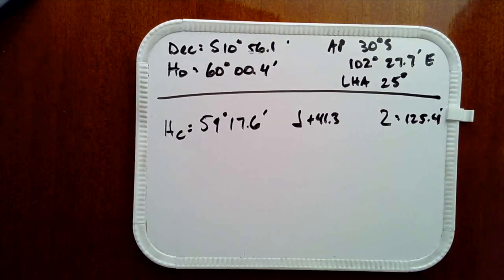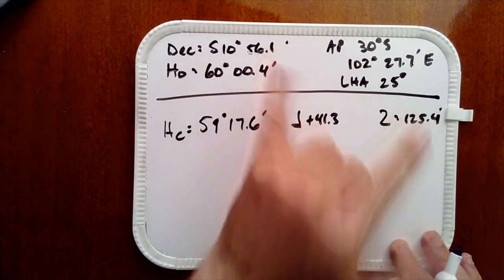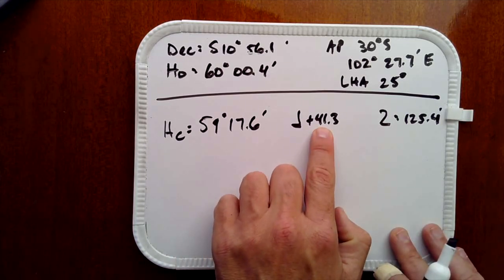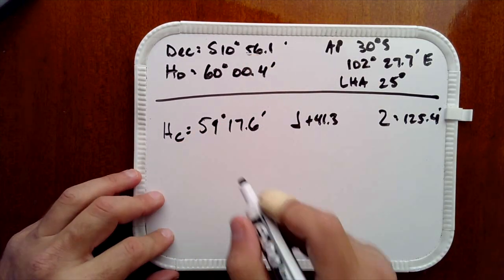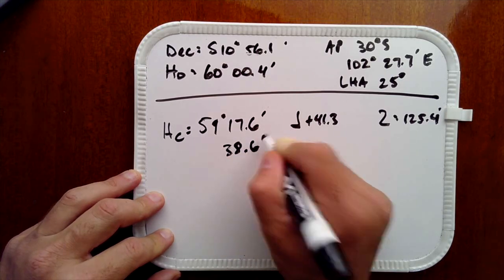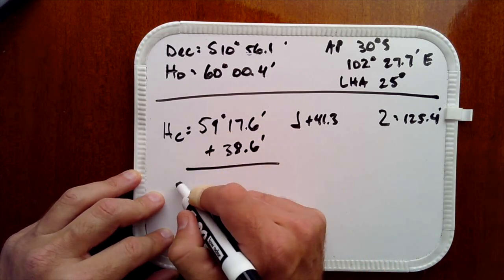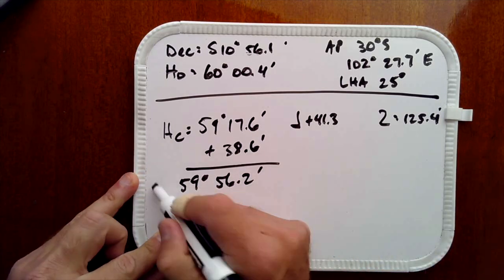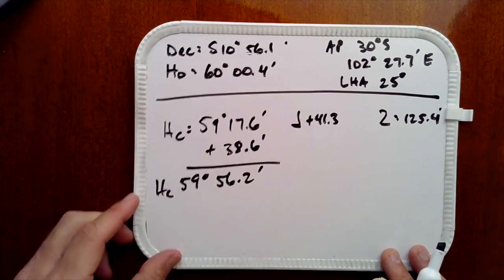All right, so now we need to use this D value to correct HC, and we can do the azimuth correction if we want to, depending on the accuracy you're looking for. So D number, 41.3, times the declination increment, all divided by 60, is our correction. So that means our correction is 38.6, and it was an increasing correction there. So our total HC becomes 59 degrees, 56.2. So that's HC. Always good to check against our HO. Yep, they're pretty close, so we're probably on the right track.